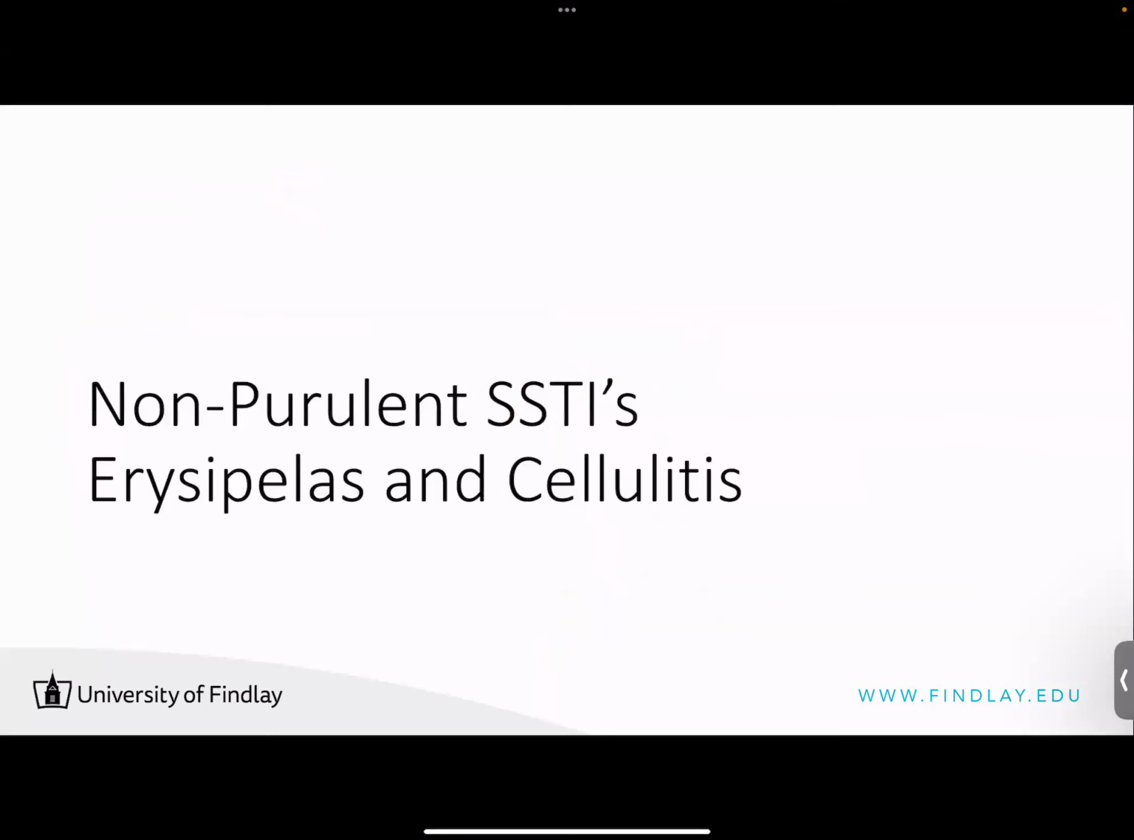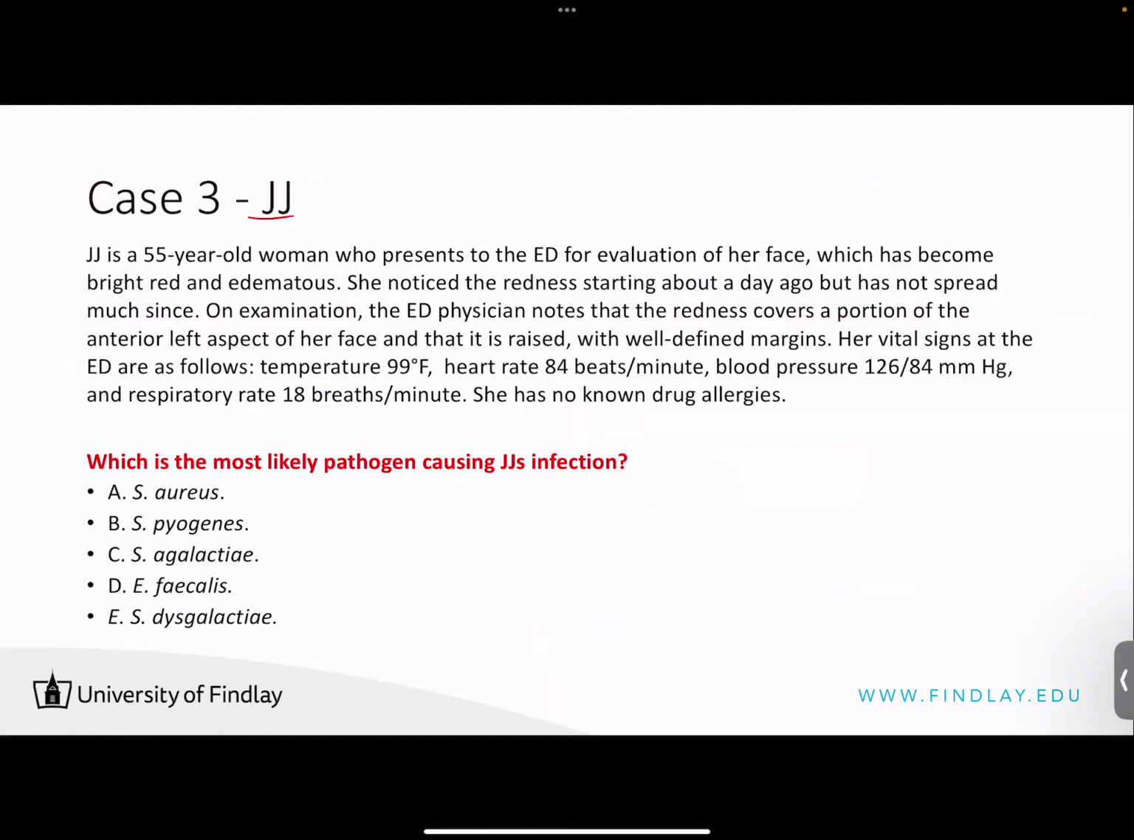All right. Let's shift over to some non-purulent infections then. So here's another case. We've got JJ, a 55-year-old who goes to the ER for this lesion on her face. It's bright red and edematous. It started about a day ago and hasn't really spread much since. This redness covers a particular portion of the left side of her face. It's raised. It's got well-defined margins. She's slightly febrile. Heart rate and blood pressure seem to be relatively normal, as does her respiratory rate. And she's got no known drug allergies. So considering this type of lesion on her face, what's most likely causing her infection?